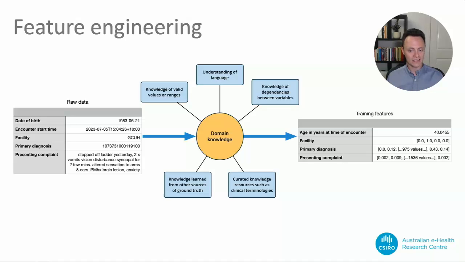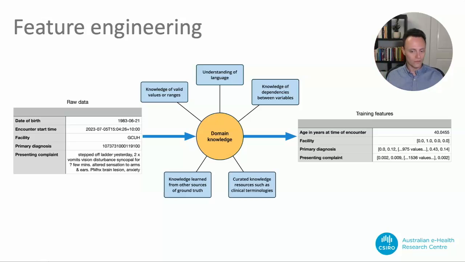Feature engineering is a critical part of any sort of data science or machine learning activity. At its essence, it is the application of domain knowledge to the task of translating raw data into numeric representations that can be used as inputs to model training and inference. Feature engineering can be as simple as deriving a numeric age from the combination of the date of birth and encounter start time fields. Or it could be the simple transformation of a categorical variable into a numeric vector.